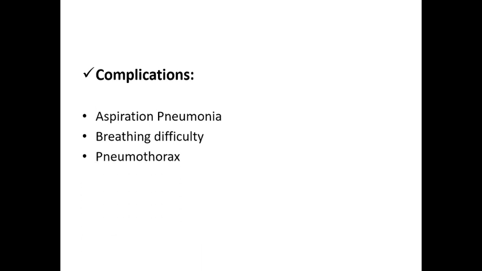Now here are the complications of meconium aspiration syndrome. When a foreign body, the meconium, enters into the lungs, it can induce pneumonia. So that is called aspiration pneumonia. When the meconium blocks the airways, it causes breathing difficulty. When there's meconium inside the lungs, the alveoli can rupture, so air can enter into the pleural space, causing pneumothorax.